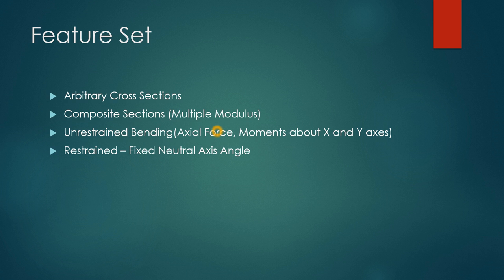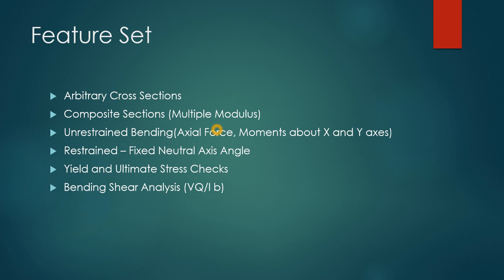That might be useful if you are analyzing a stringer on a wing, where the wing dictates how that stringer is going to bend. It does a yield and ultimate stress check, and it does bending shear analysis, your basic VQ over IB, and is fully programmable.